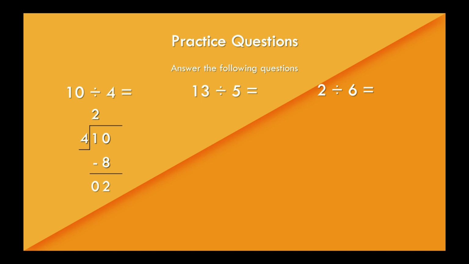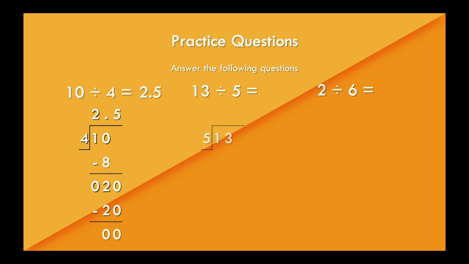Now 2 is smaller than 4, so this is when we would add the decimal above and the 0 next to the 2, making it 20. Now 20 can be found in the table of 4 by doing 4 times 5. So writing 5 next to the decimal point and 20 below, we can subtract to get a final remainder of 0 and a final answer of 2.5.